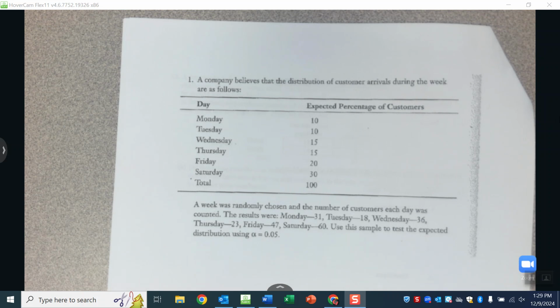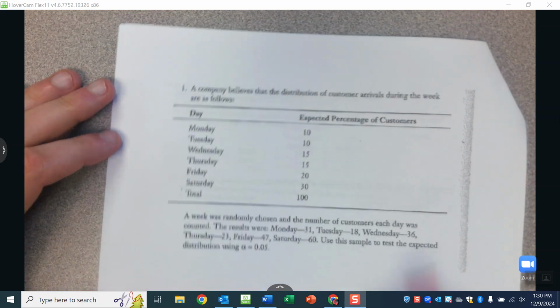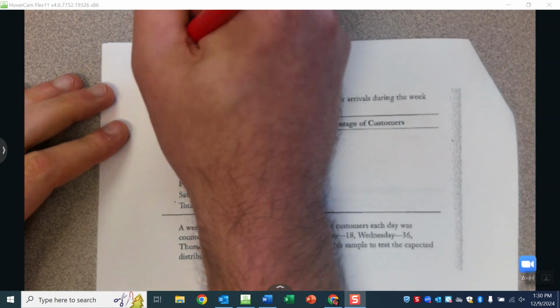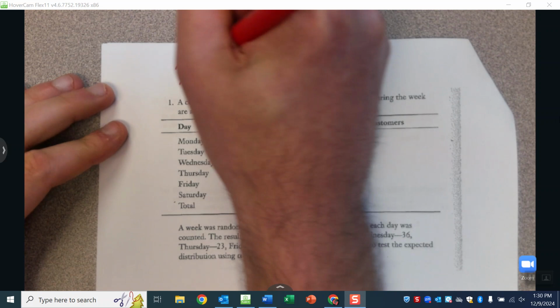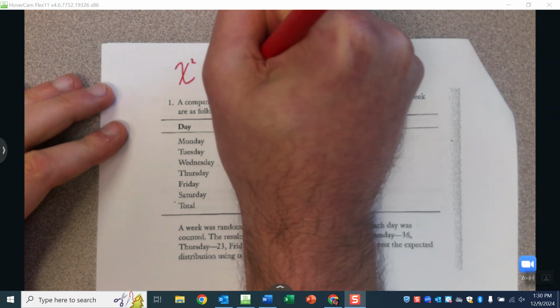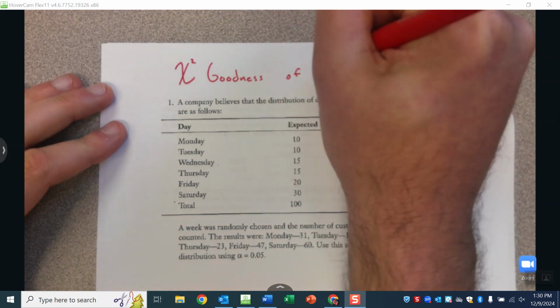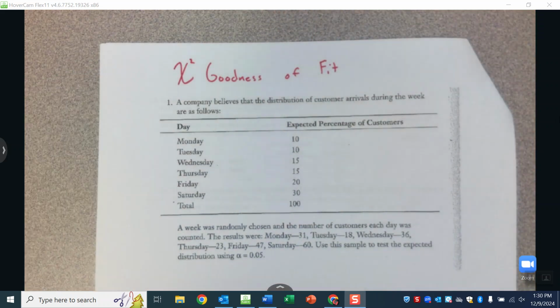We're going to learn 3 types of tests. These are called chi-square tests. We're going to do one of the 3 today, and we'll do the other 2 next class. So the first type of chi-square test that we're going to look at is something called a chi-squared goodness of fit. All right, chi-squared goodness of fit.